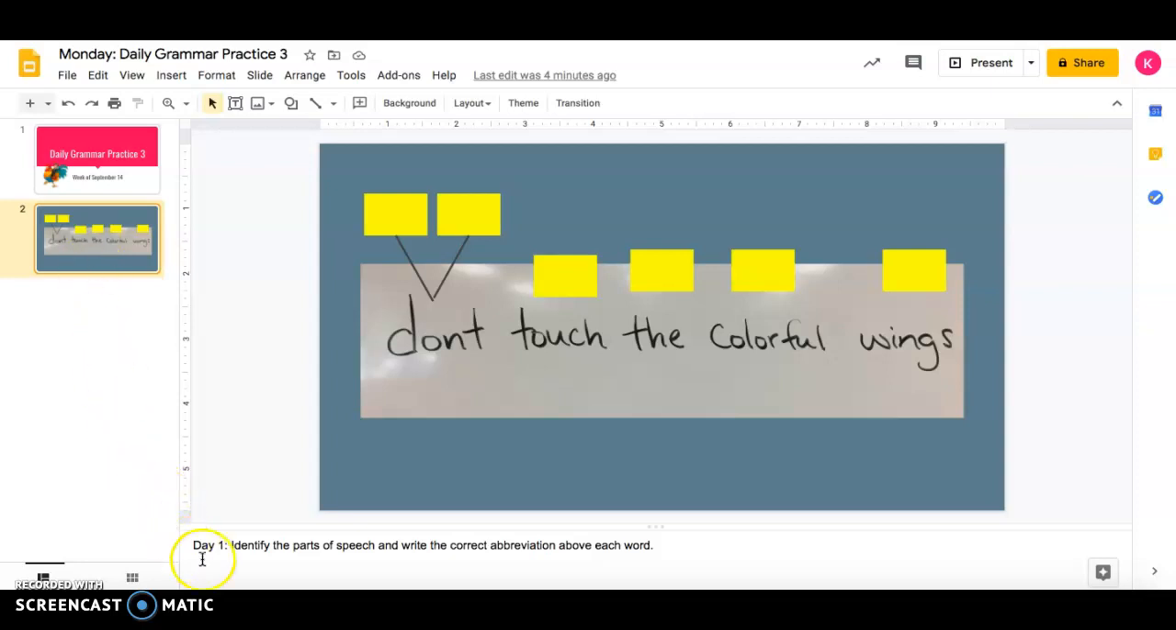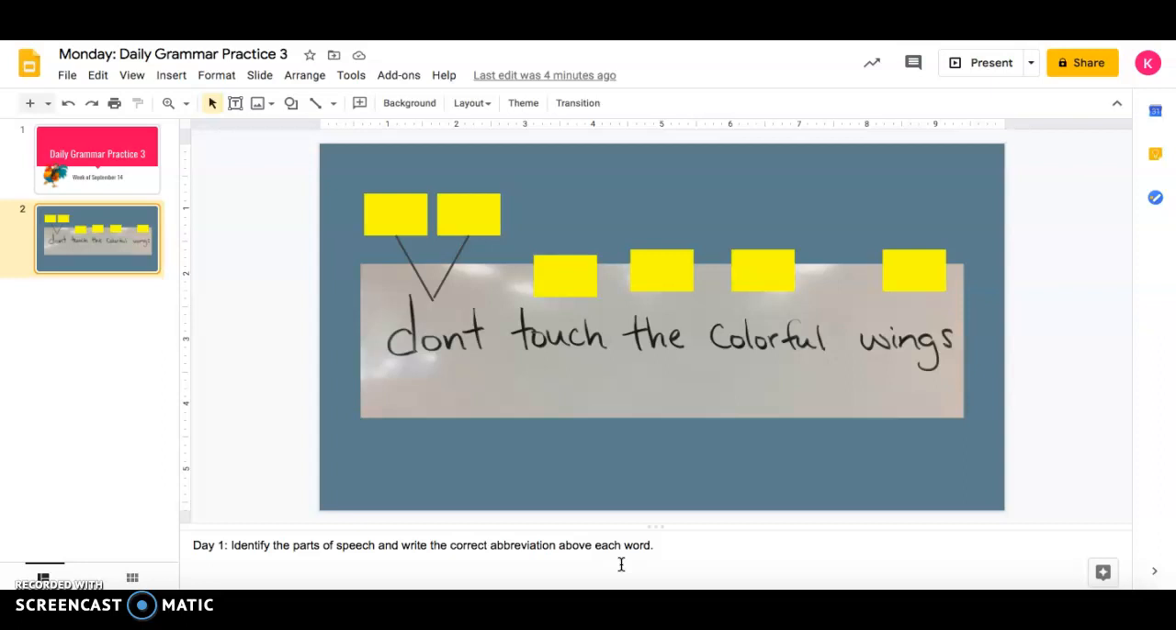So on day one, we're just identifying the parts of speech and writing the correct abbreviation above each word. As always, I do suggest starting with finding the nouns and verbs because every sentence has to have a noun and a verb in order for it to be a complete sentence.